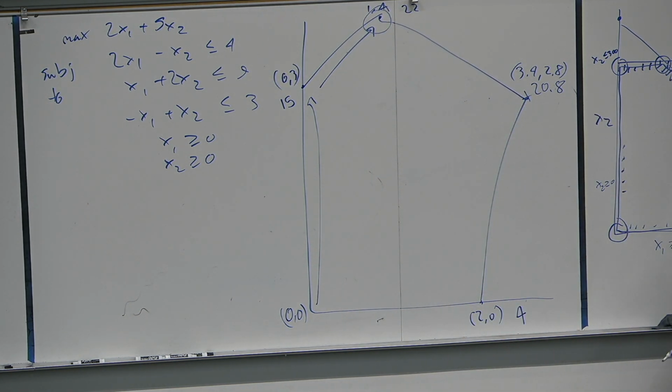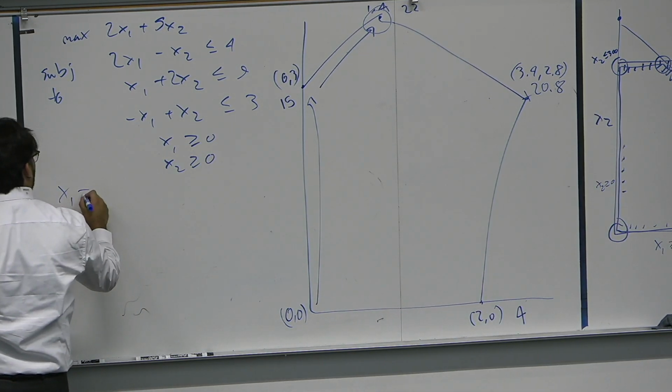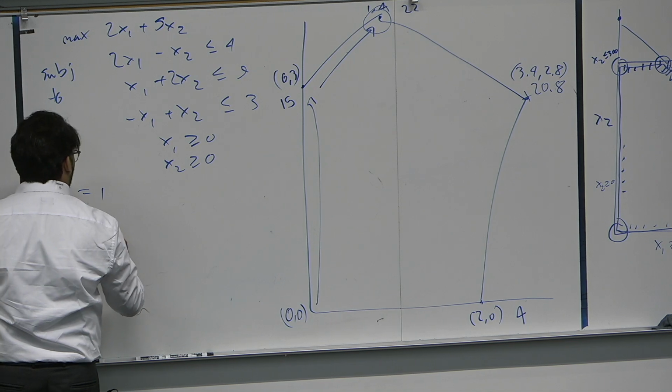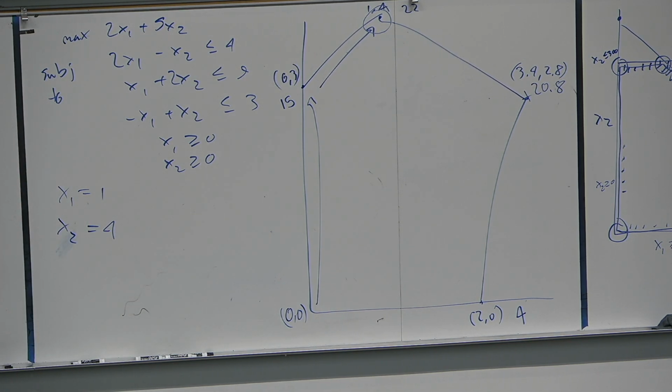Now correspond this to the linear program. Let's see what happens. This corresponds to x1 equaling 1 and x2 equaling 4. And that corresponds in the word problem to whatever this linear program is supposed to be. You produce this much of this item or that much of that item or whatever, right? So which constraints are tight? Which ones are not?